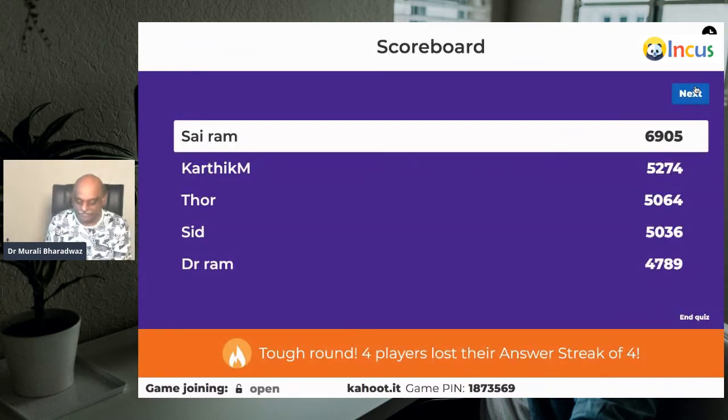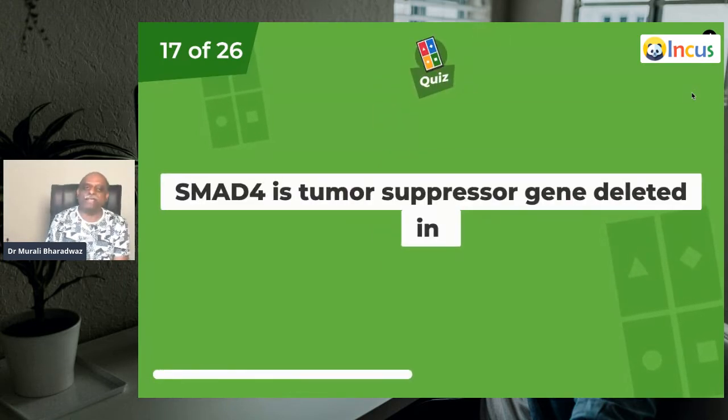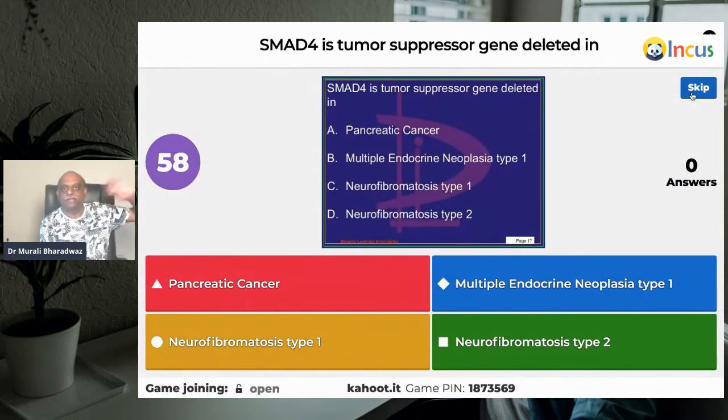So, doctor, that keeps Sairam on the top, but 4 players lost their answer streak. Obviously, for things that need to be mugged up, who will remember? SMAD 4, SMAD 4 is a tumor suppressor gene which is deleted in... Where is it deleted? Come on, punch your answer. SMAD 4.